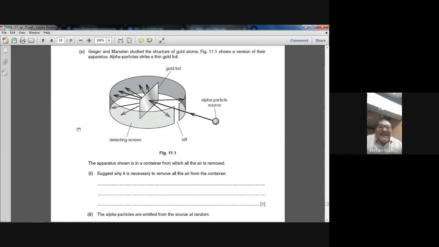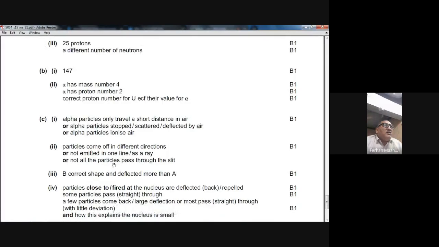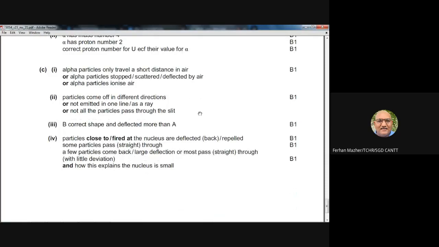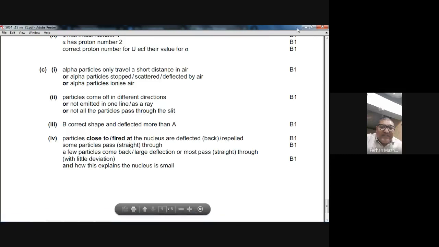Muskan, do you understand this idea? It's a 1 mark question. Yes, sir. Okay. The answer is on your screen. The alpha particles only travel a short distance in the air, or you can say alpha particles are stopped, scattered or deflected by the air, or alpha particles ionize air. If the air is present, they will start ionizing the air, which will stop the alpha particles. Just write your answer.